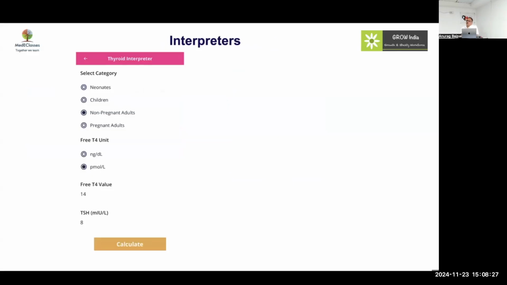So for that, what we tried to develop was interpreters. And one of these interpreters is like the thyroid interpreter, which Dr.